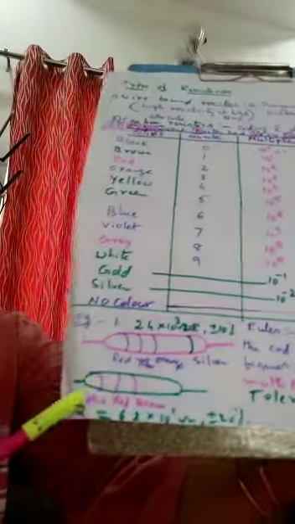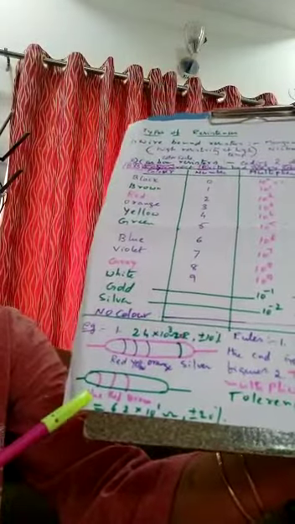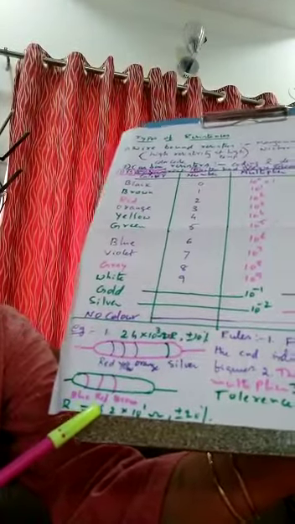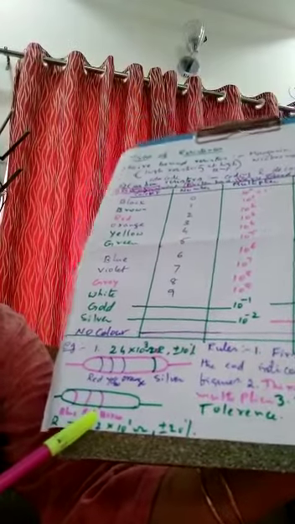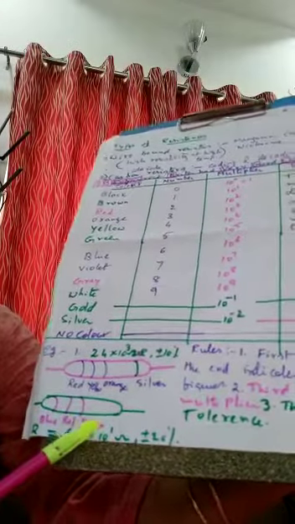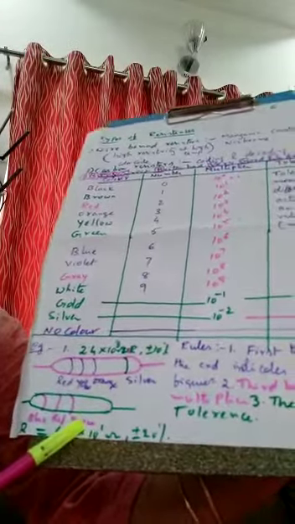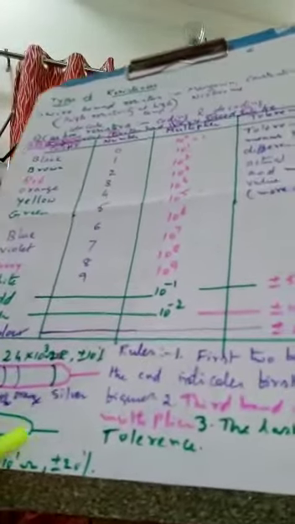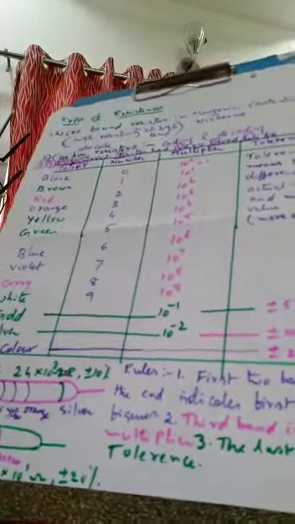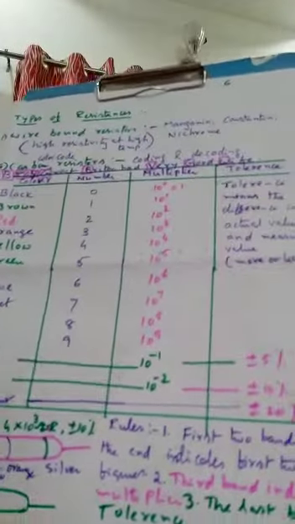Here in the second example, the first ring is blue, blue means 6, and the second ring is red, red means 2. Next is brown. Brown means 10 raised to 1. The third ring is the multiplier, so 10 raised to 1. There is no ring at all at the second end. What is the tolerance? Plus or minus 20%. Clear? In this way we calculate.